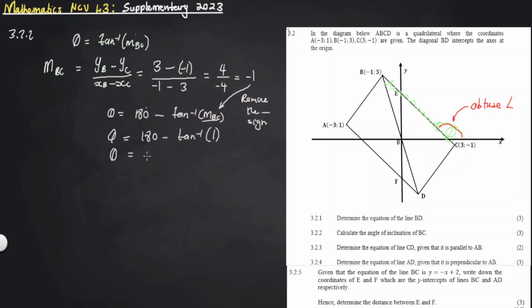Theta now becomes 180 minus arctan of 1, that's 45 degrees. And then taking the difference between the two, we get a total of 135 degrees. So this is our answer, this is our angle of inclination. Next: determine the equation of line CD, given that it is parallel to AB.